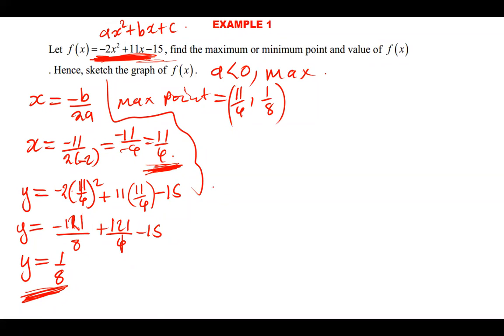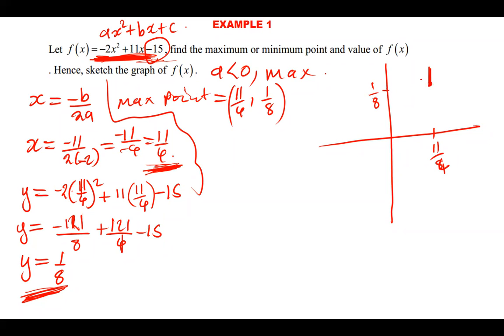Immediately after finding the point and the value, we can now find the y-intercept. The y-intercept is simply negative 15. I can even start sketching just after finding the maximum point. So I'll start sketching. Let me put my point. I'll put 11 over 8, and then 11 over 4, then we have 1 over 8. This is the point there.